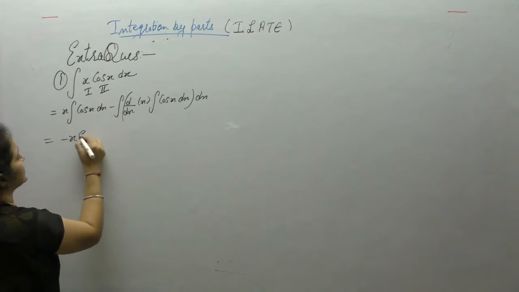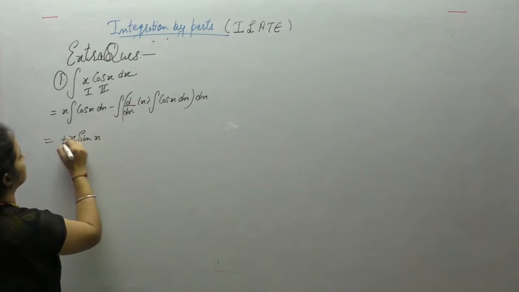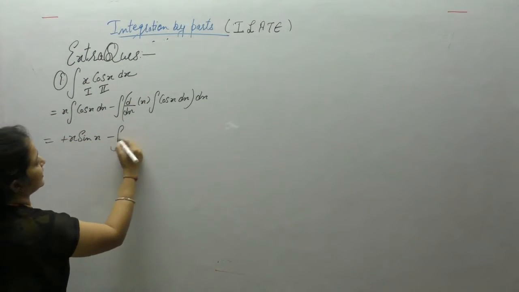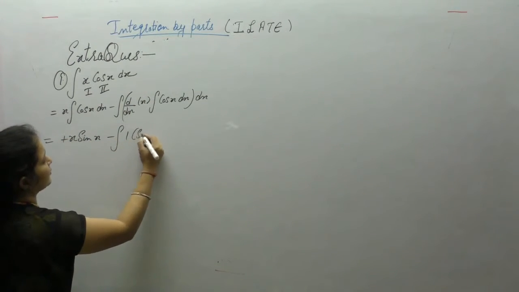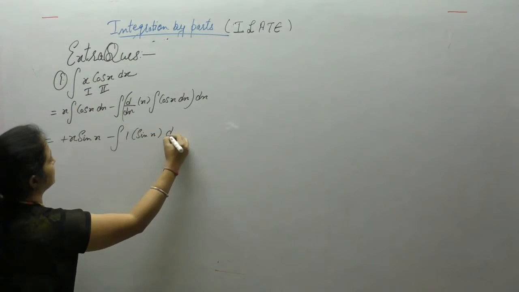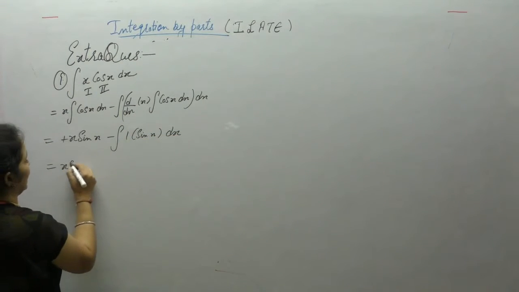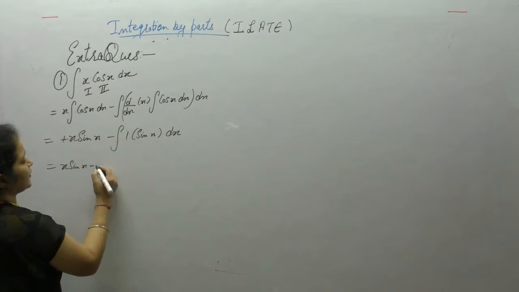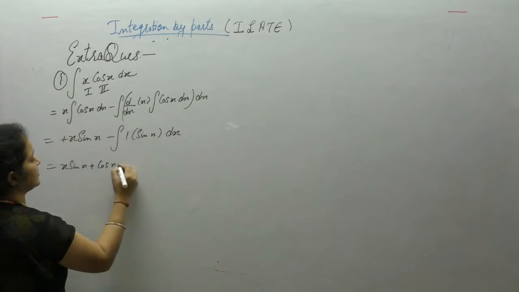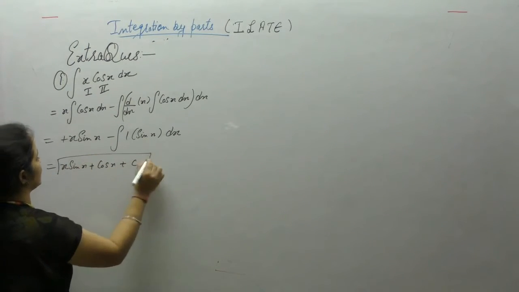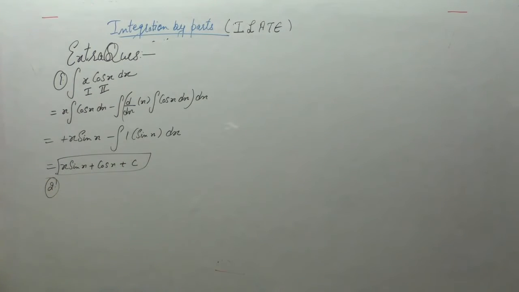Integral of cos is minus sine. Derivative of x is 1. Integral of cos is sine of x. X sine x. Integral of sine is minus cos. So x sine x plus cos of x plus c.